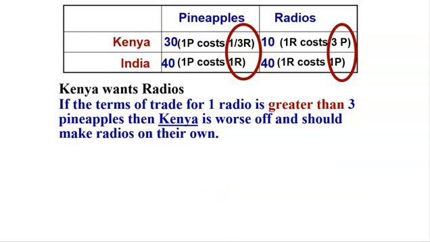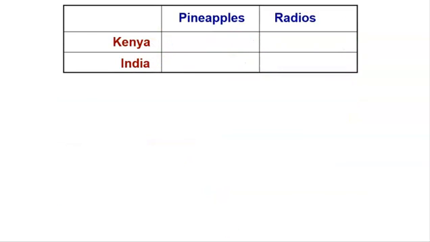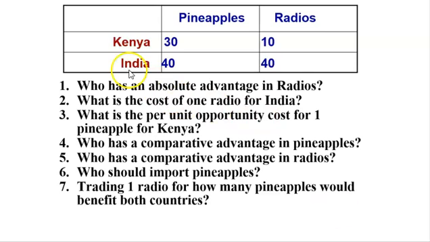So if we go all the way back over here, we can answer the rest of these questions. Who has the absolute advantage in radios? Well, that's going to be India. They can produce more radios. What's the cost of one radio for India? One radio for India is going to cost them 1 pineapple. The per unit opportunity cost for 1 pineapple for Kenya is going to be 1/3 radio.